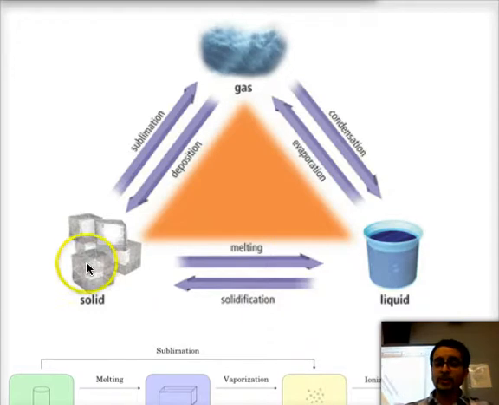The one thing that we normally don't talk about is what happens when we go from solid to gas. If we add heat to certain solids, they will go directly into the gas phase, and that is called sublimation. The reverse, going from gas directly to the solid phase, is called deposition.